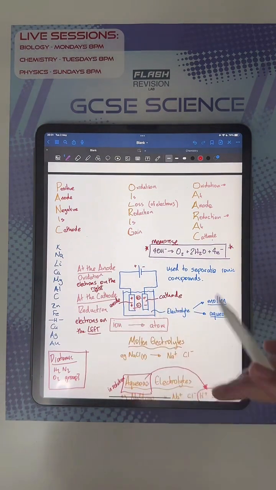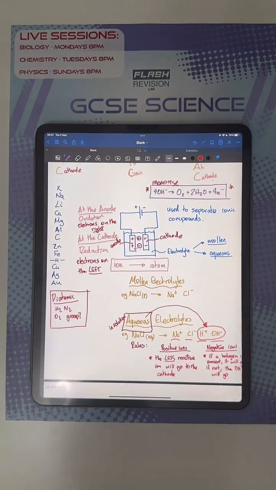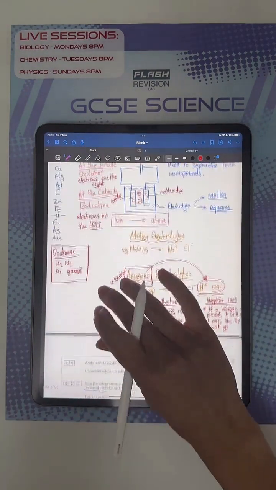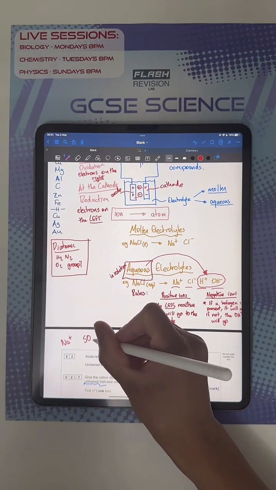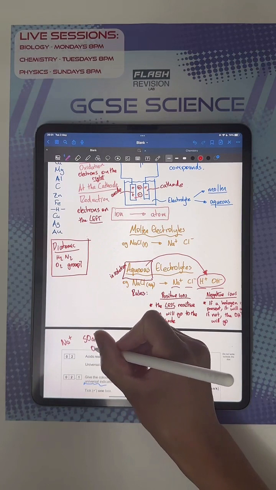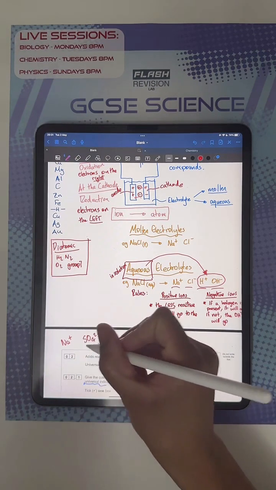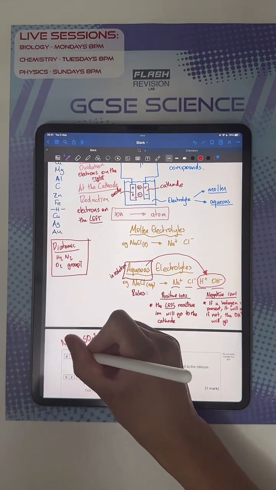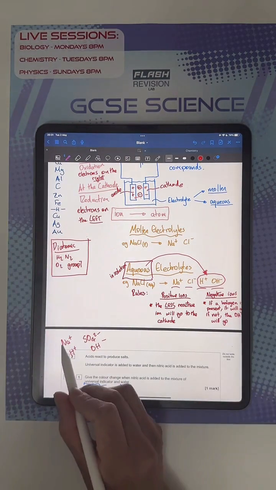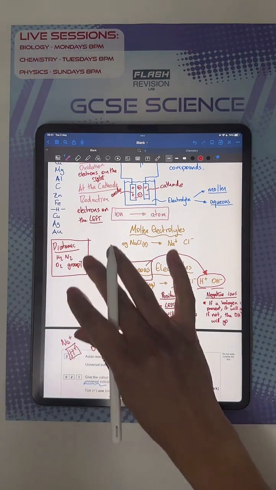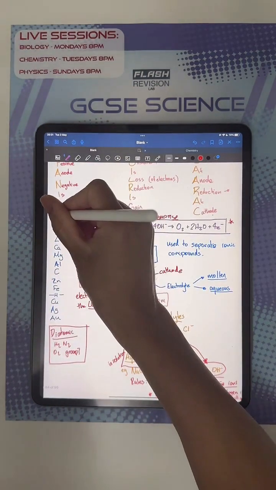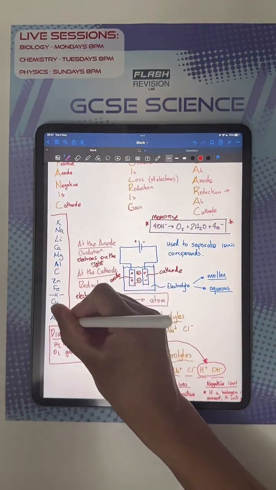So what we did, what did we have? For our example, we had Na plus, SO4 2 minus, OH minus, and H plus for that question, isn't it? So Na plus, H plus, it's always the less reactive one that goes. So here we've got our reactivity series. This is why it's important to remember the reactivity series.